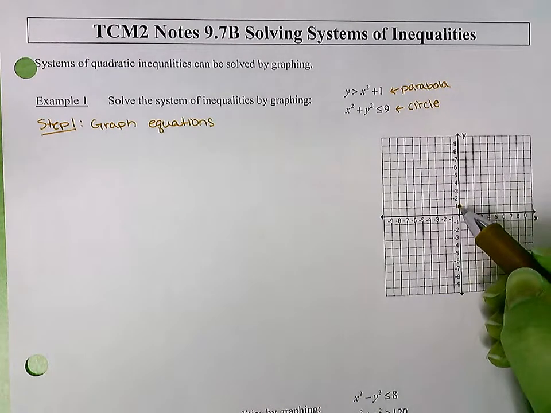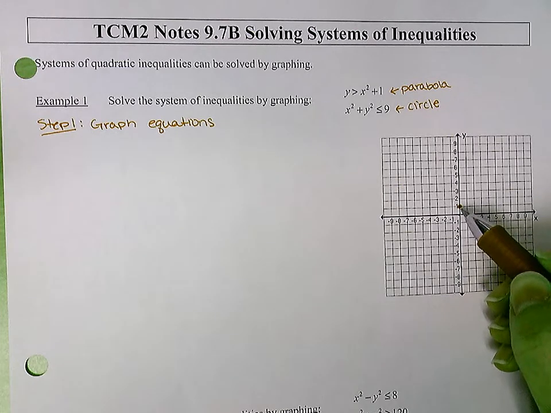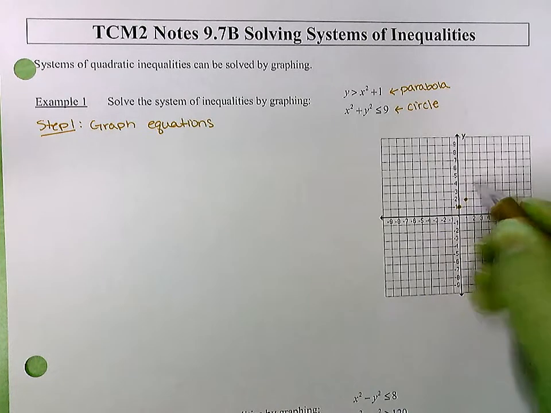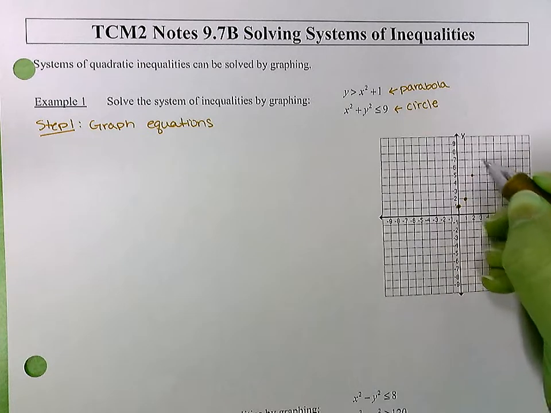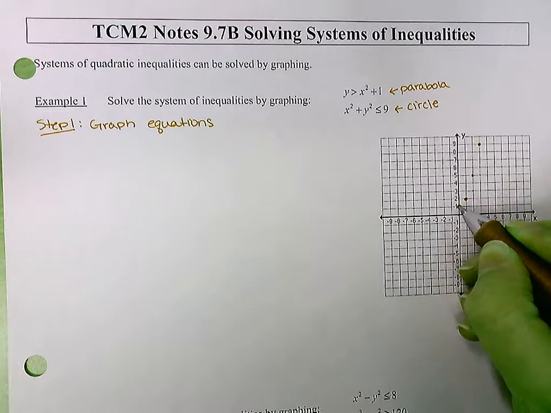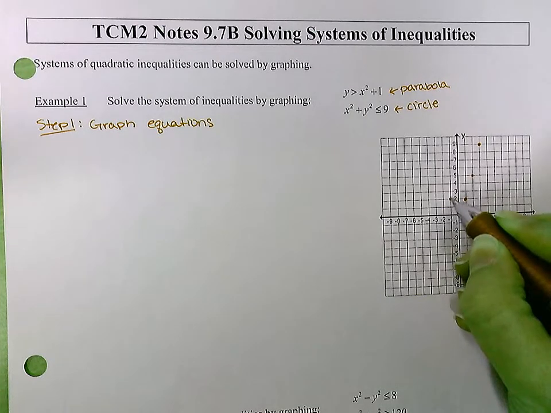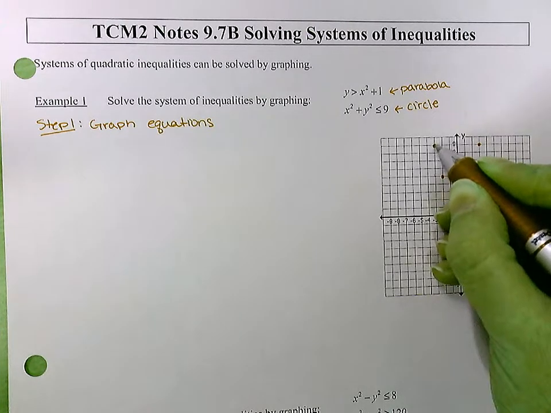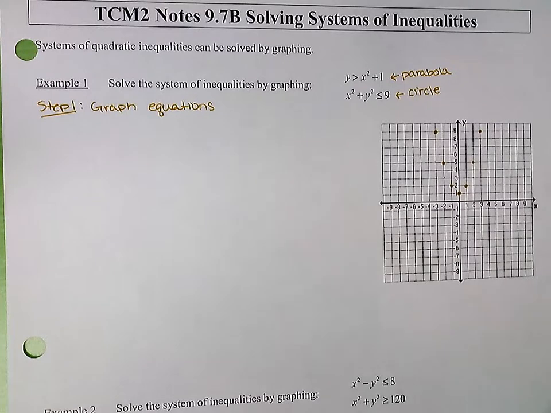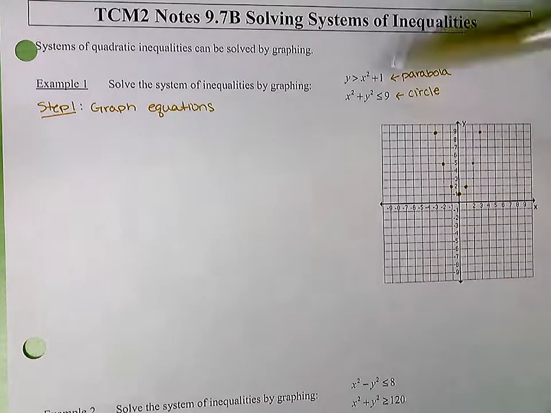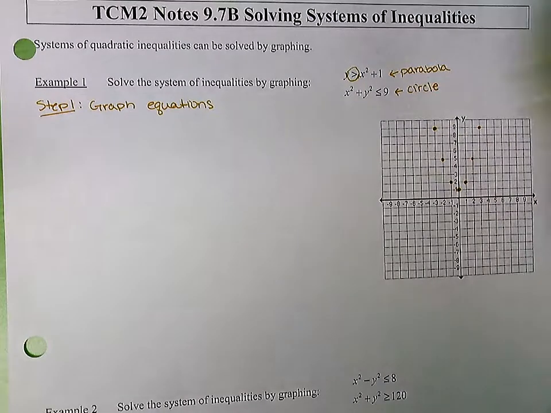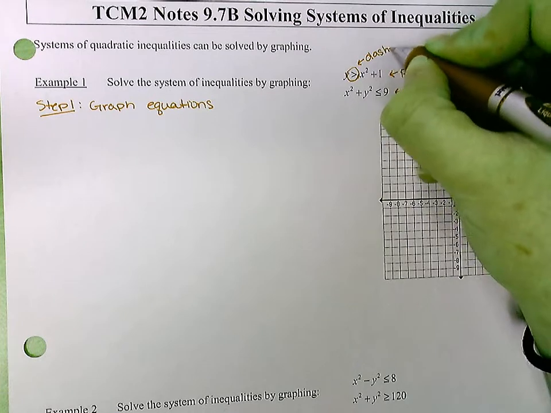That means from my point, I can just use my standard form of y equals x squared. So I can go right 1, up 1, right 1, up 3, and right 1, up 5. And I can do the same thing going to the left. So left 1, up 1, left 1, up 3, and left 1, up 5. Okay, so here are my points for that parabola. Now, for this one, I just have a greater than symbol. So when I connect those dots, this has to be a dashed line.